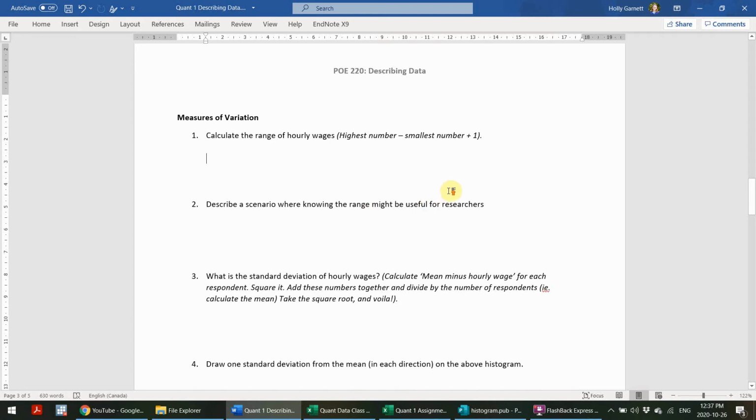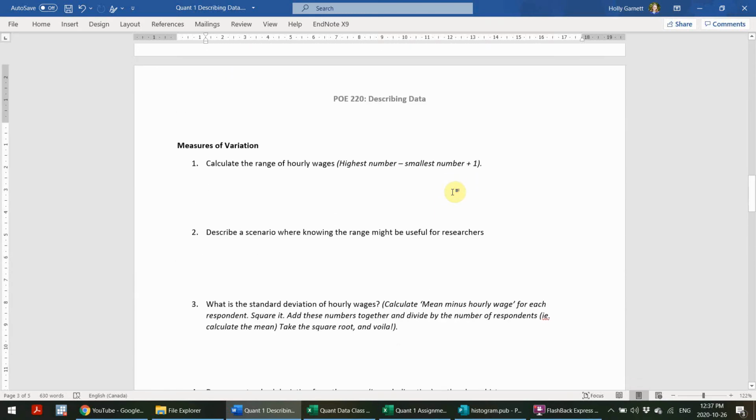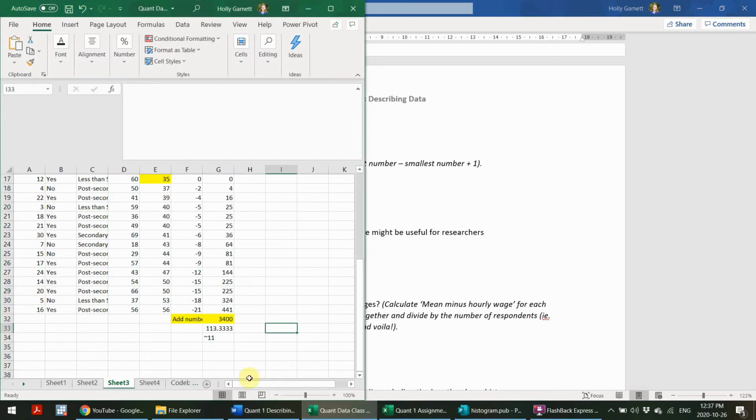So that's why we want to know not just measures of central tendency, but we also want to know measures of variation. Okay, so the first measure of variation is range. So pretty simple, just like what you would expect it to be.